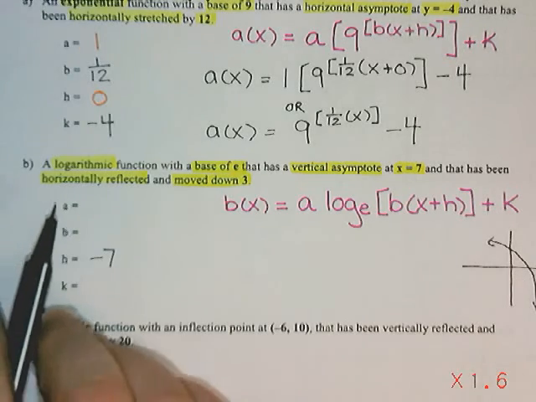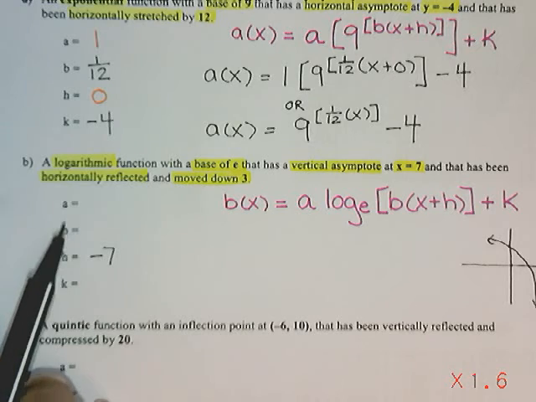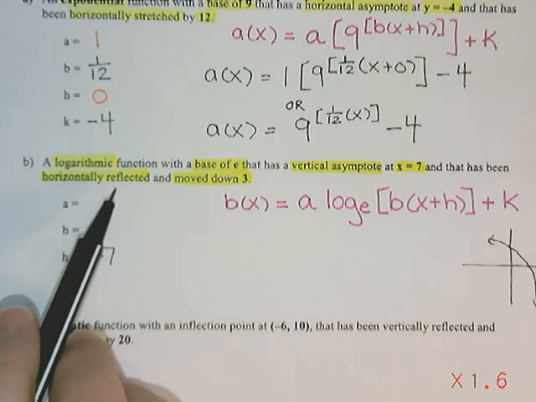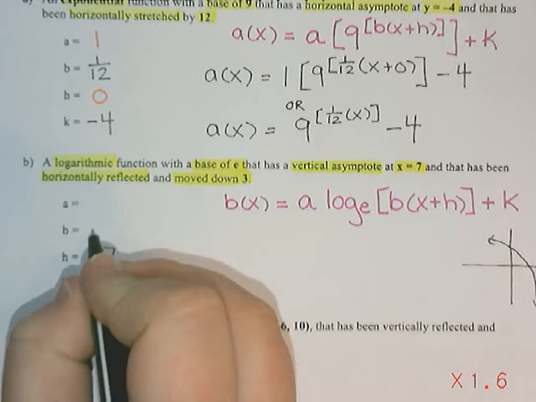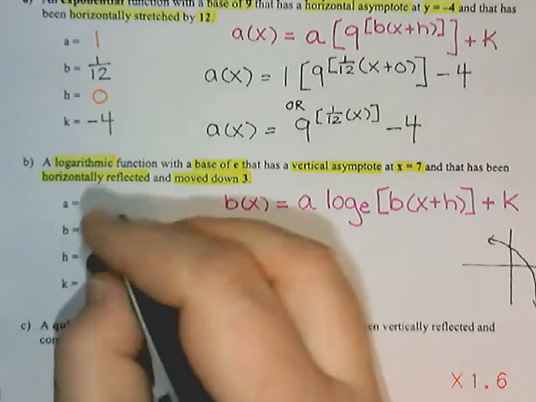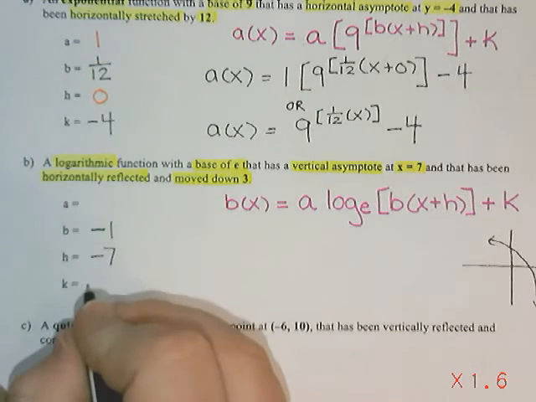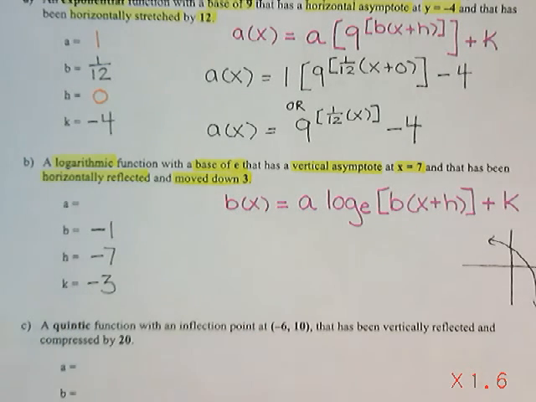Okay, it also says it's been horizontally reflected. Horizontal stretches, compressions, and reflections are B, and it doesn't mention anything about a stretch or a compression, so I'm just going to assume that it's just negative because it's been reflected, but I can't just write negative, so I'm going to make it -1. All right, it's also going down 3. That would be my k value. So that would be -3. Now, once again, it doesn't say anything about vertical stretches, compressions, or reflections. So I'm just going to assume that that a value is 1 as a default.